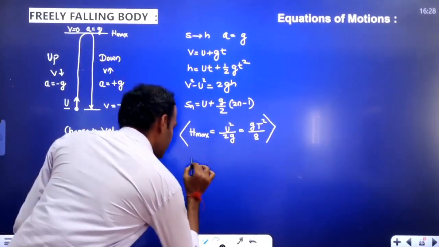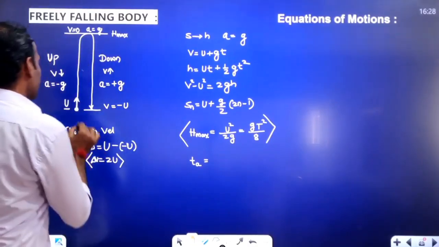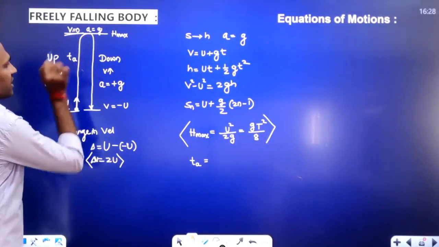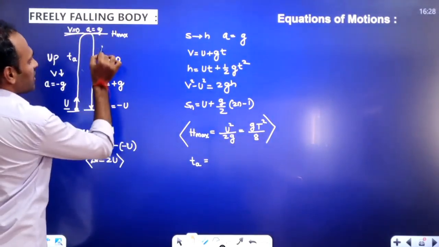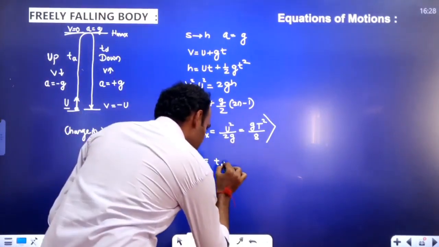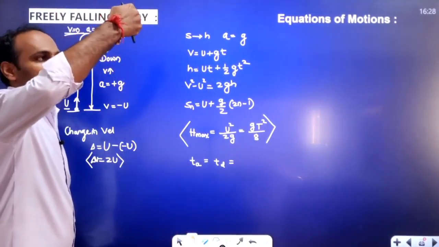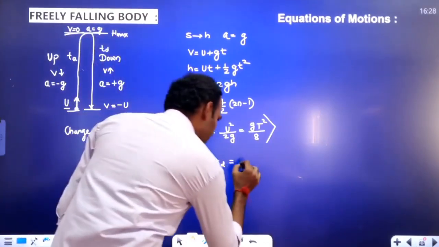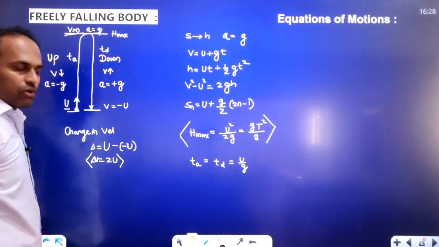See, time taken to reach from the ground to the maximum height, that is, the time it takes to reach from here to here, is called the time of ascent. From the highest point to the ground, the time it takes is called the time of descent, right? So time of ascent and time of descent both will be equal. Time taken to reach the maximum height will be equal to the time taken by the ball to reach the ground again from the maximum height. So both will be equal, and these both will be equal to u by g. Time of ascent equals time of descent equals u by g.